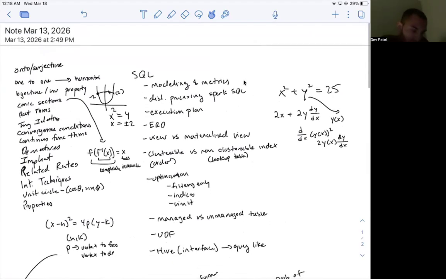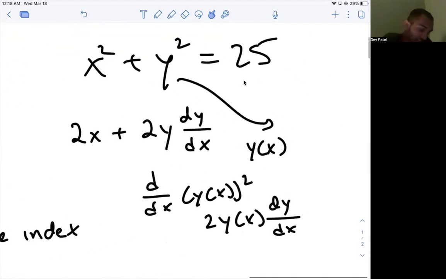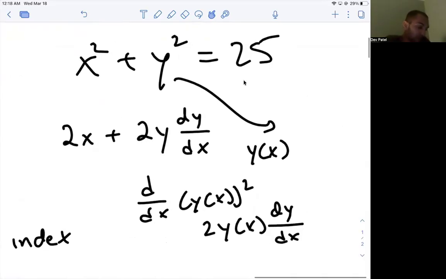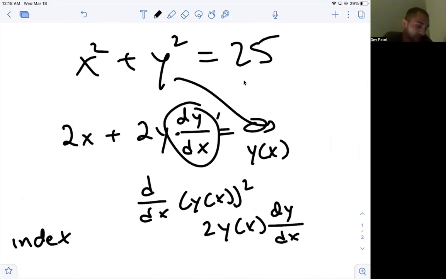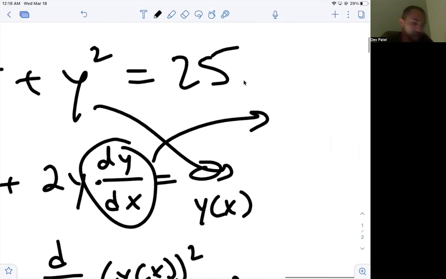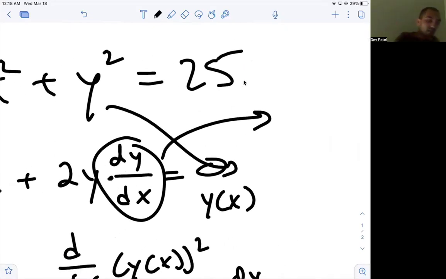Implicit differentiation is a great example of the chain rule. If you have x squared plus y squared equals 25, take the derivative with respect to x: 2x plus 2y. Y is a function of x. And so here we can see the chain rule, where it's the derivative of y squared, which is 2y, times the derivative of y of x, which is dy/dx. And that would equal 0. Then we can solve for dy/dx, which refers to the sensitivity of y for a small change in x. How much does y change for a given change in x?